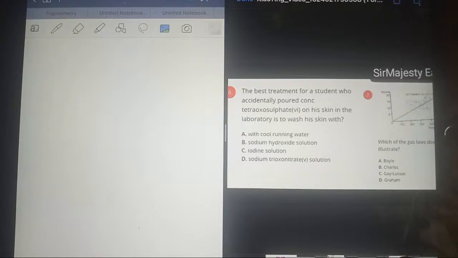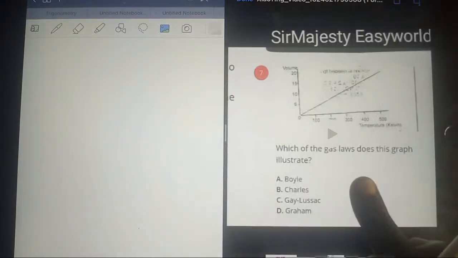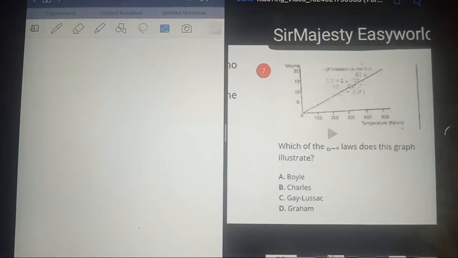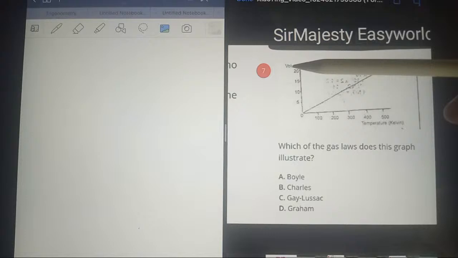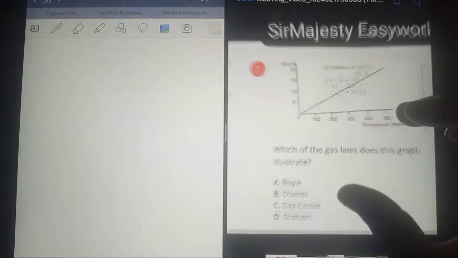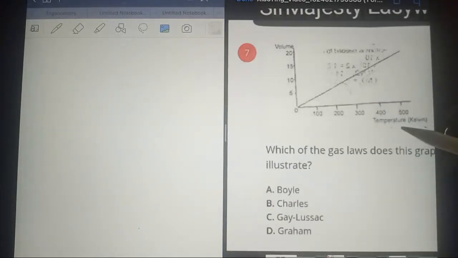That's question number 6. Then question number 7 says, which of the gas laws does this graph illustrate? From here, you see the question well. Please, in exam, you don't need to waste time. Don't go memorizing the shape and the curves. Just look at this point: this is volume. And over here is temperature, which means you are not seeing pressure.